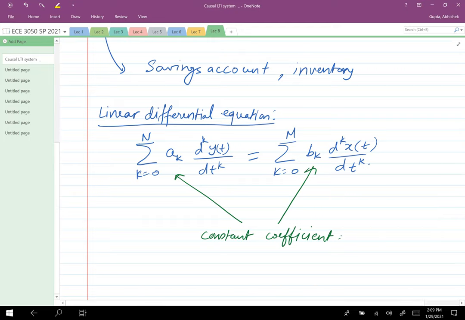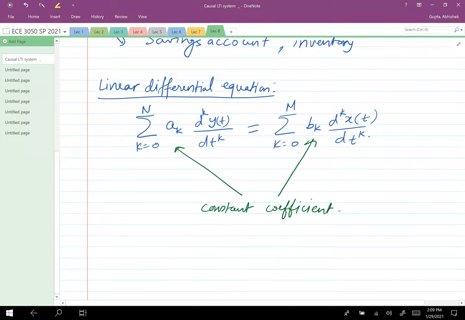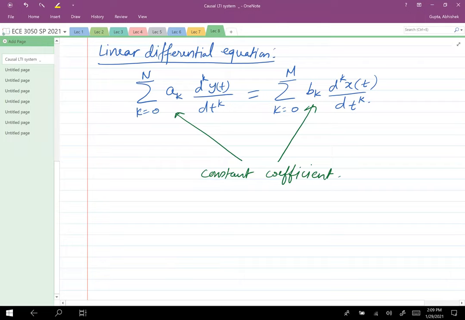Okay, so this is a linear differential equation. This is what a linear constant coefficient differential equation looks like. The reason this is constant coefficient is because a_k and b_k are not functions of time. I'm assuming that you have seen some of this before in your calculus class, how to solve such differential equations, and we'll cover some of it in this class as well.